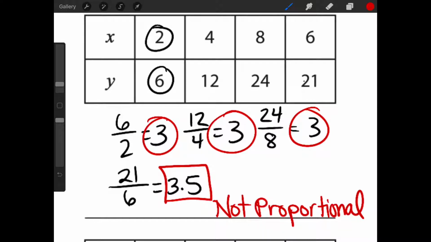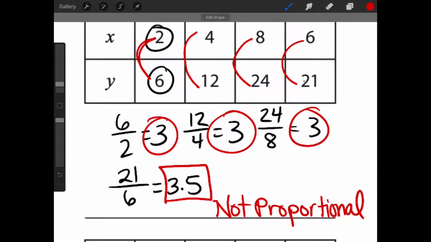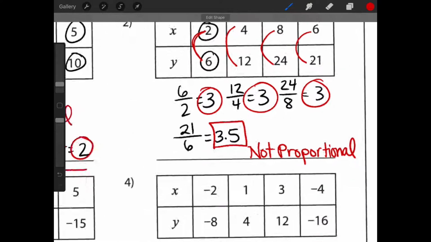Another way you can do this is to figure out 2 times what equals 6. Well, 2 times 3 equals 6. 4 times 3 equals 12. 8 times 3 is 24. 6 times 3 is 18. So if this were proportional, it would have to be 18, not 21. But it's not a proportional situation, so we just label it as not proportional.